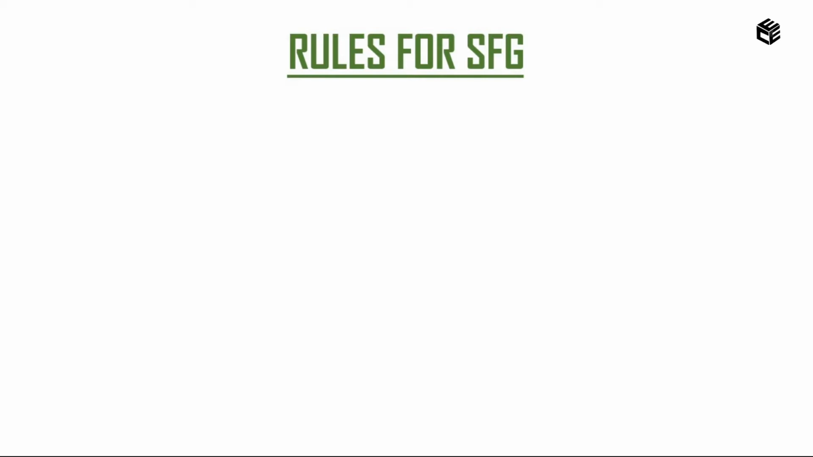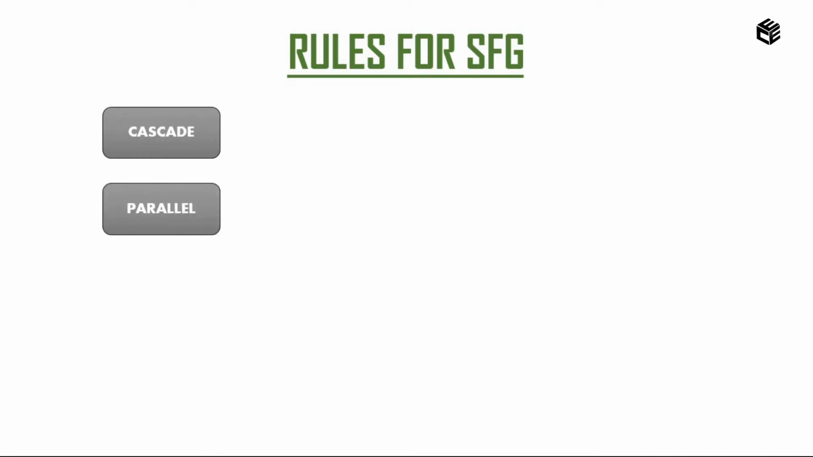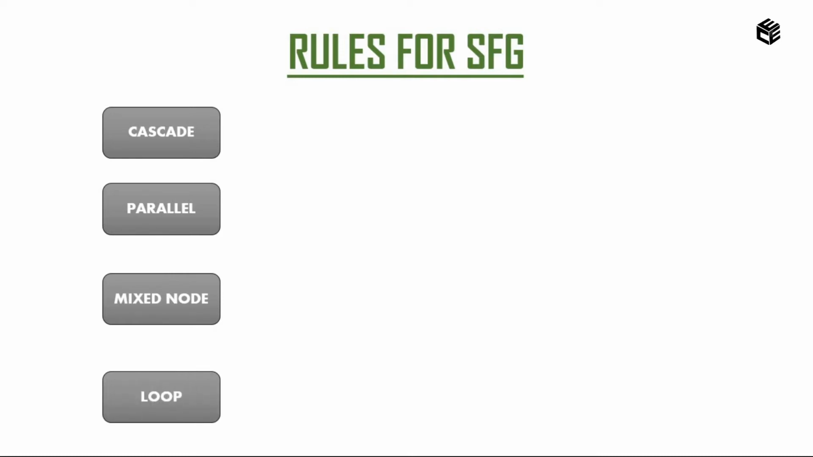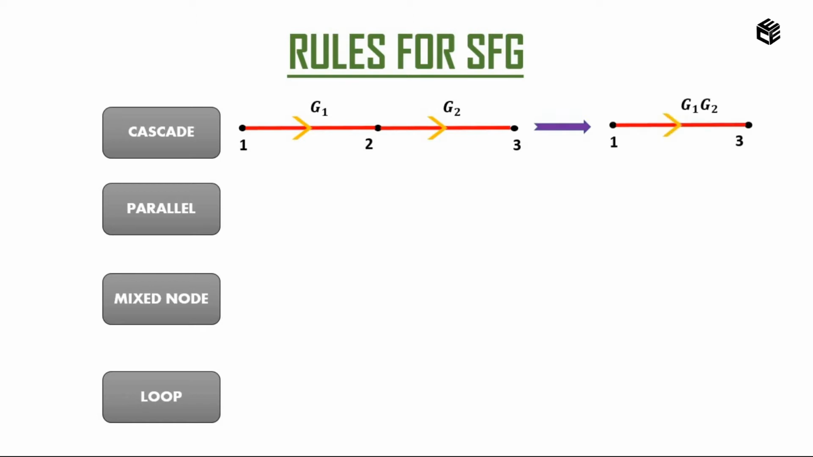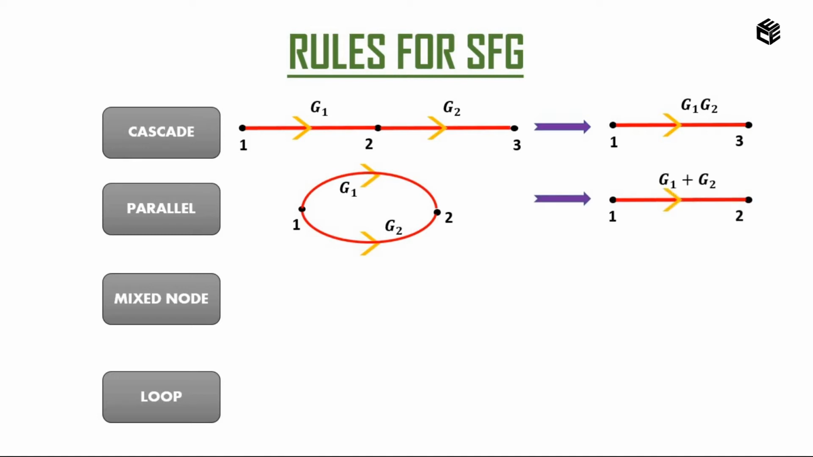Similar to the block diagram reduction technique rules, I am going to categorize the rules of SFG under 4 categories. The first one is cascade, second is parallel, third is mixed node, and the last one is loop. If I have two gains in a cascaded connection, I can combine these two branches into a single branch as a product of the gains, that is G1 G2. Similarly, parallel branches may be represented by a single branch whose transmittance is the sum of the gains of the two branches, correct?